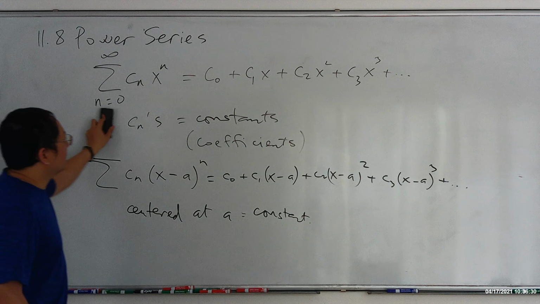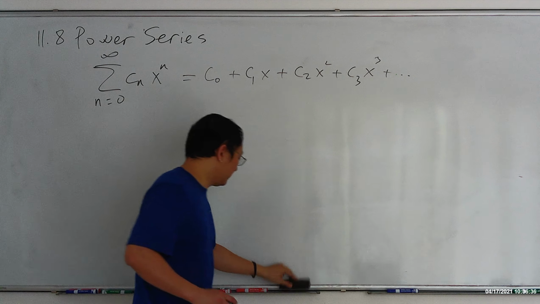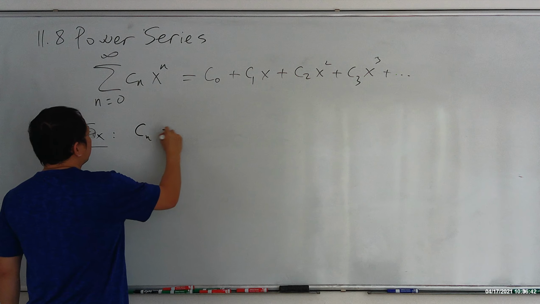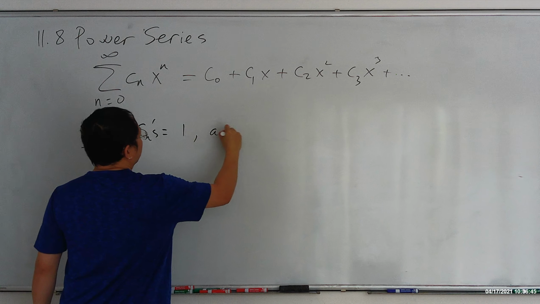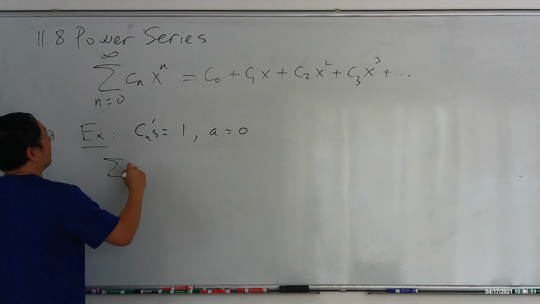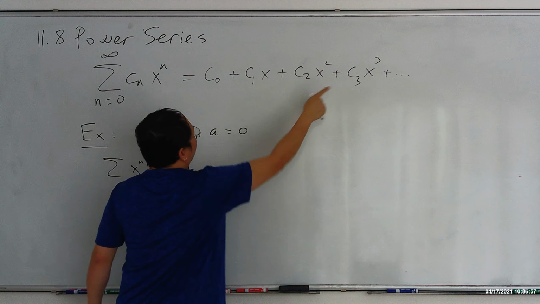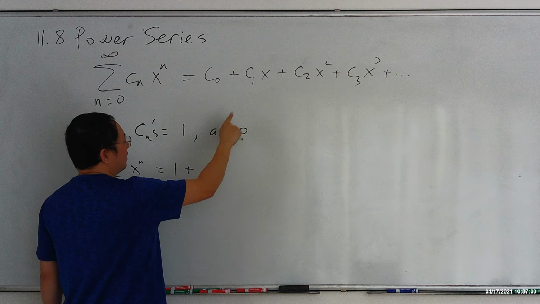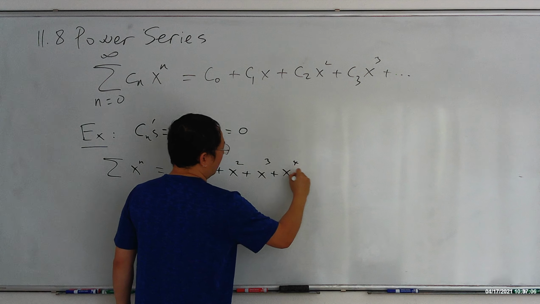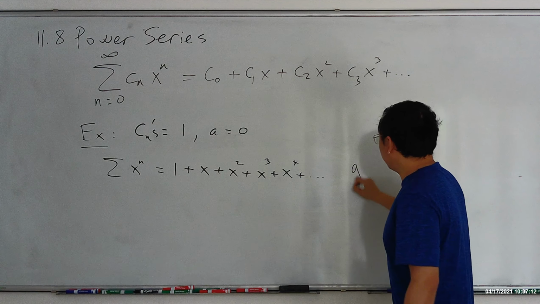So let me give you examples. Example. If all the Cn's are equal to 1 and a is equal to 0, then you have the sum of x to the n, which is 1 plus, since all the c's are 1 and a equals 0, x plus x squared plus x cubed plus x to the 4, and so on. A simple one, and you recognize this. This is a geometric series.